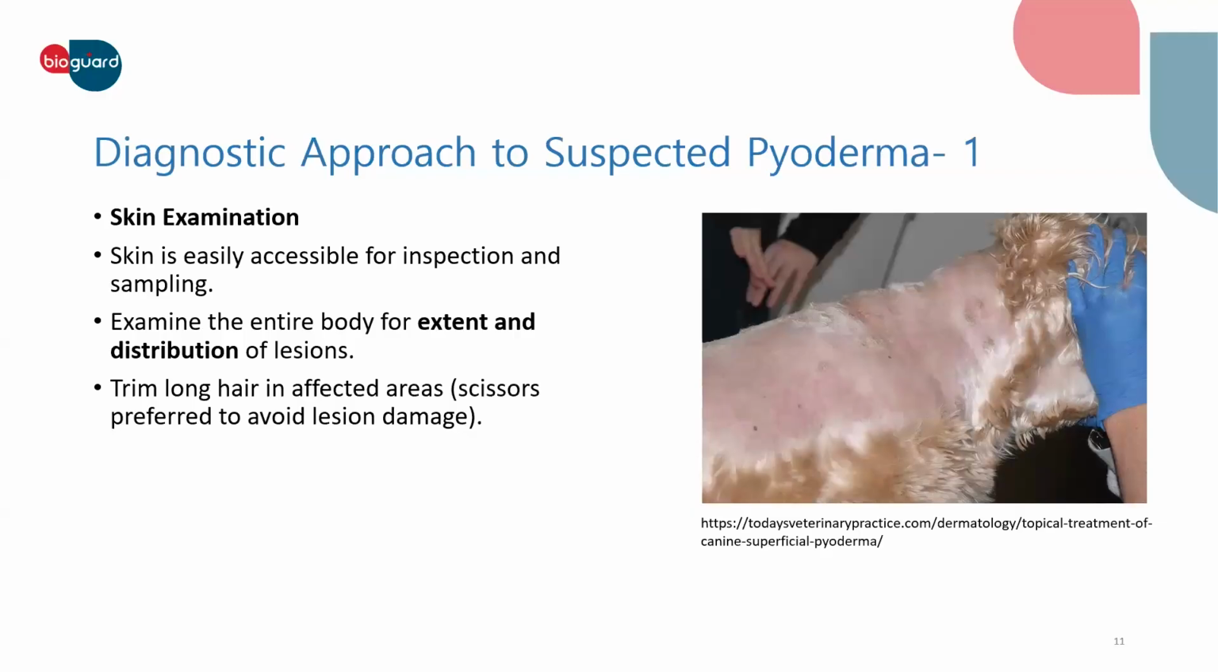Then let's check the diagnostic approaches for suspected pyoderma. The first thing to do is always the skin examination, because skin is easily accessible for inspection and sampling. It requires checking the entire body for the extent and distribution of the lesions. It may be necessary to clip the long hair in the affected area.